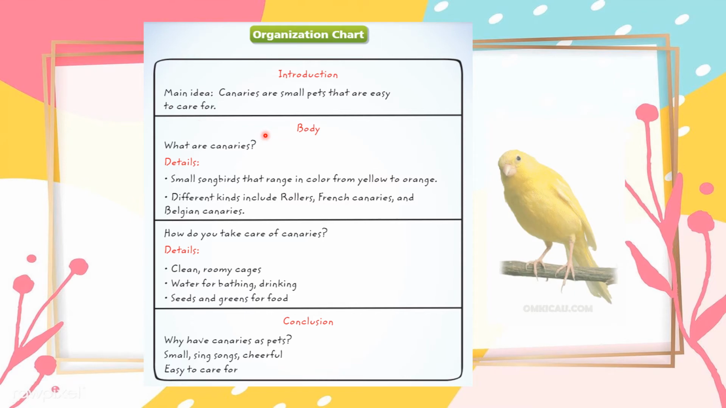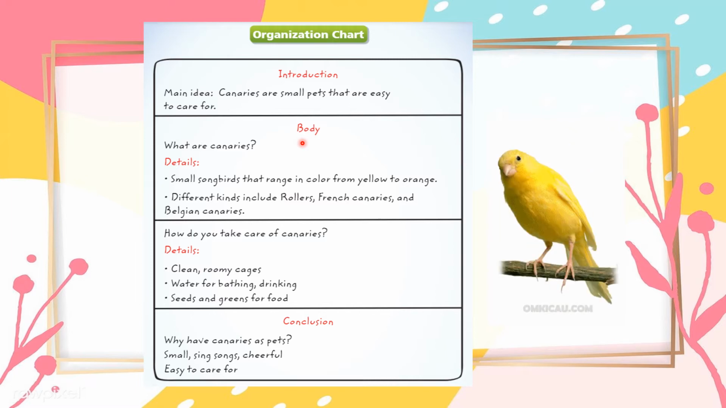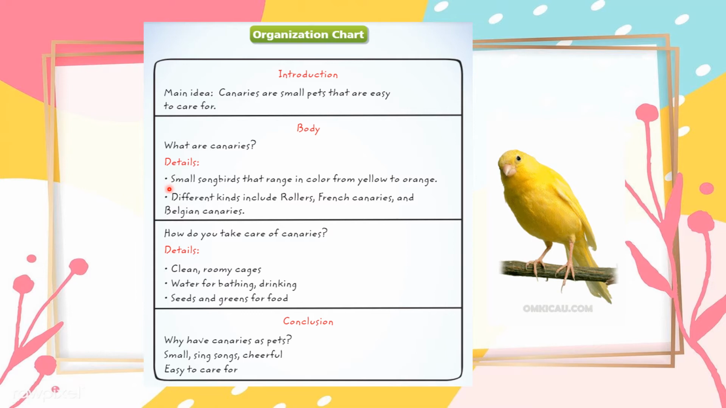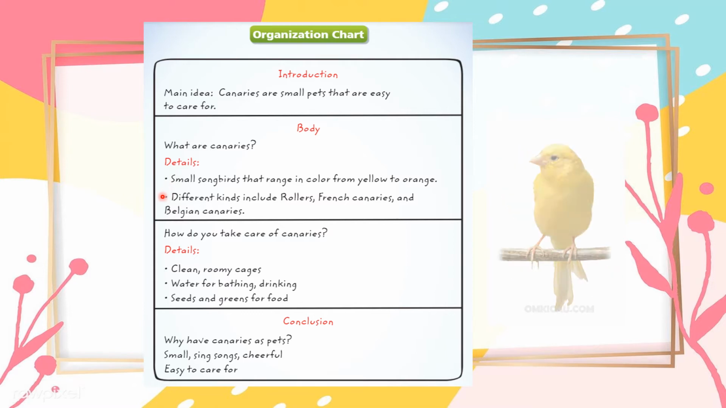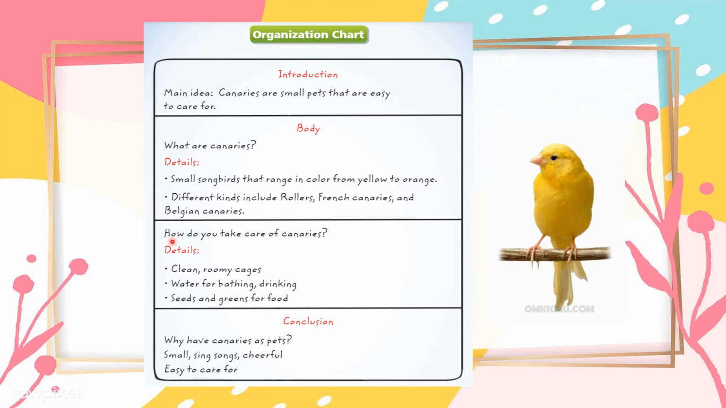After introduction, you need to plan for your body. So body would include basic definitions and also the bulk or the chunk of information in your explanatory paragraph. What are canaries? So the following are the details. Canaries are small songbirds that range in color from yellow to orange. It has different kinds, which include rollers, French canaries, and Belgian canaries.